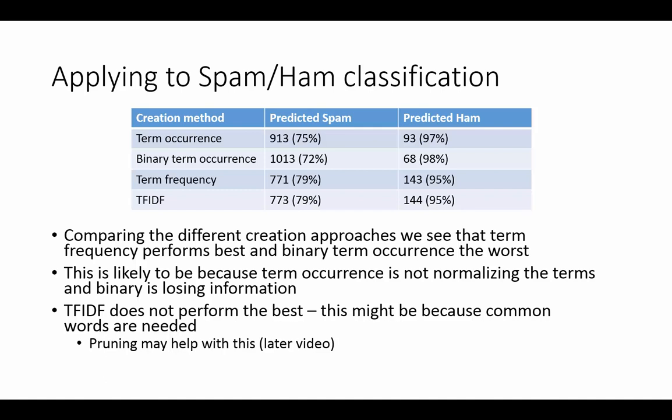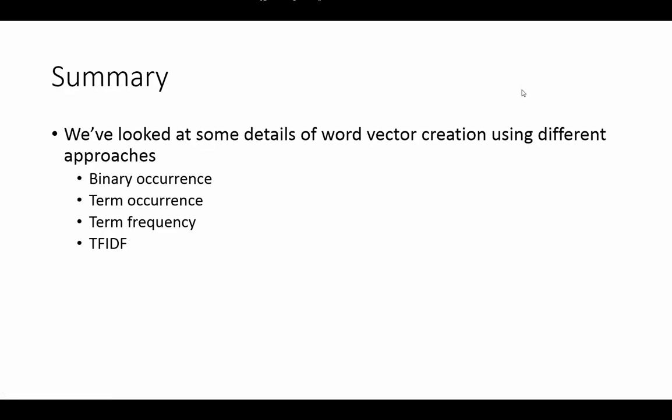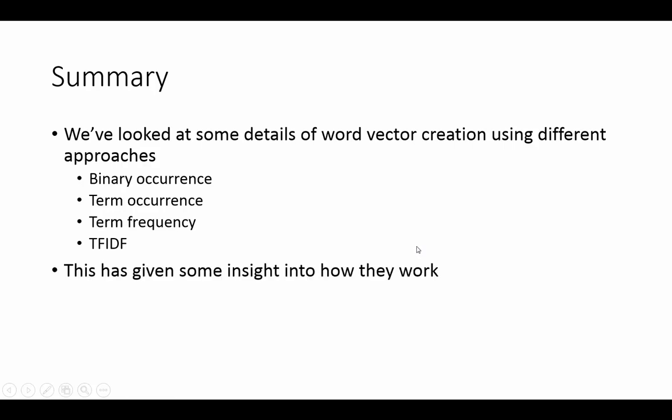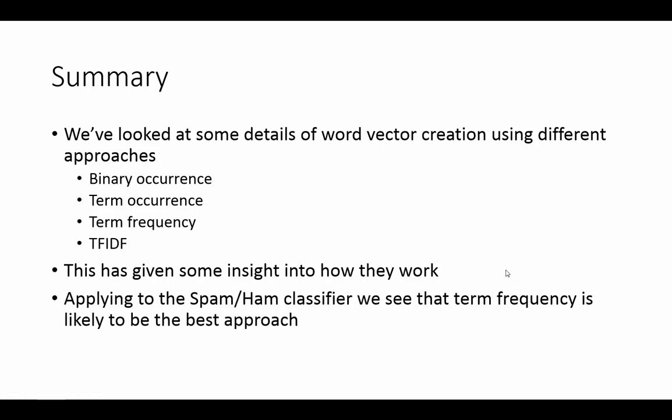So we'll just summarize now in a final slide. What we've done is look at some details of word vector creation, and there are different approaches: binary term occurrence, term occurrence, term frequency, TF-IDF. And hopefully you've seen the details of what they do and what their strengths and weaknesses are at a high level, and you've also seen how we've applied that to the spam and ham classifier, and we've seen that term frequency seems to be the best in this case, which is actually not surprising. So with that, we'll close there.